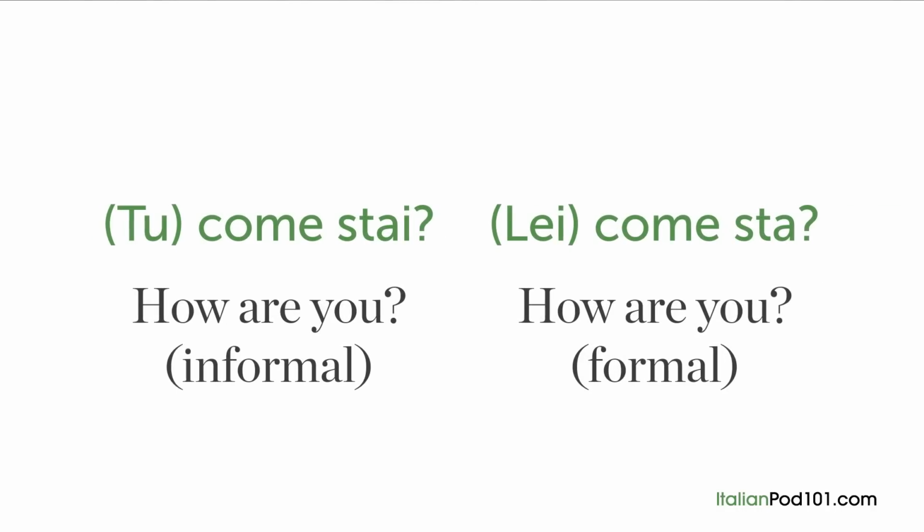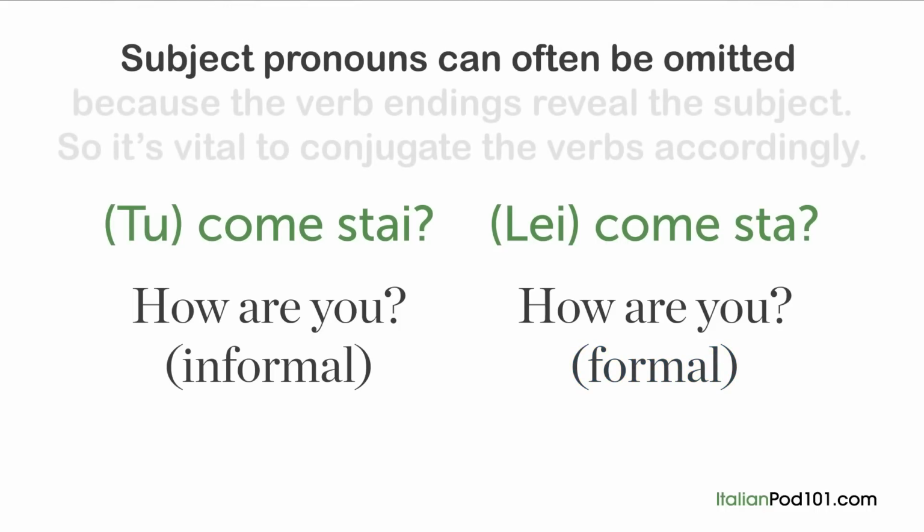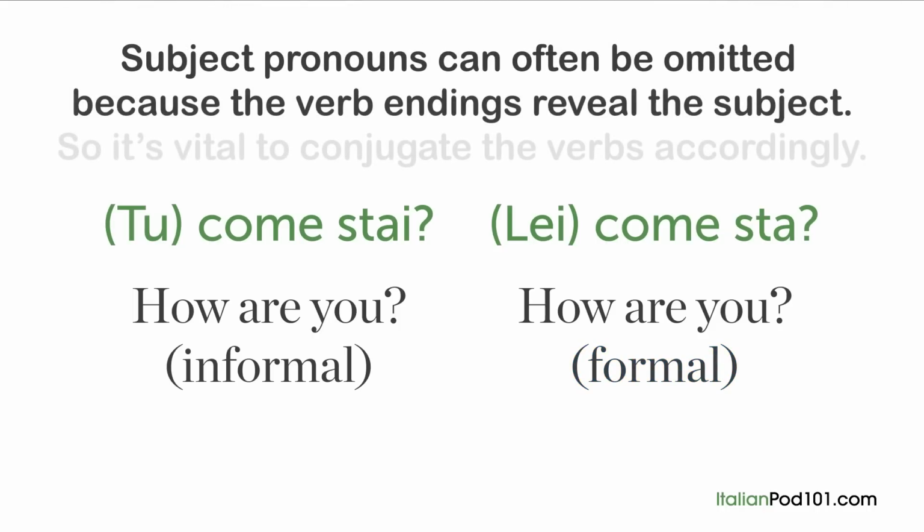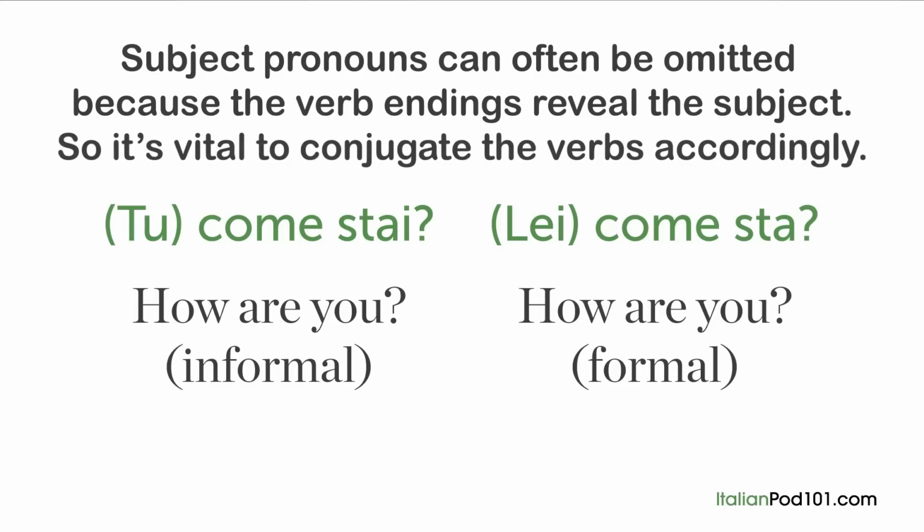Let's see an example. If you want to ask, "How are you?" in Italian, you have two options. "Tu, come stai" is informal speech, and "lei, come sta" is formal speech. Subject pronouns can often be omitted because the verb endings reveal the subject, so it's vital to conjugate the verbs accordingly.